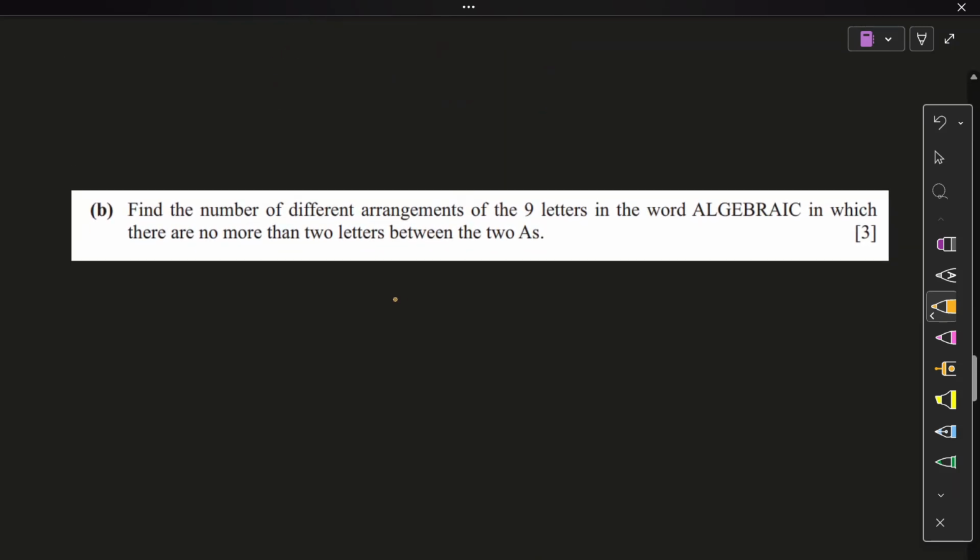Moving on. Find the number of different arrangements of the 9 letters in the word algebraic in which there are no more than 2 letters between the two A's.